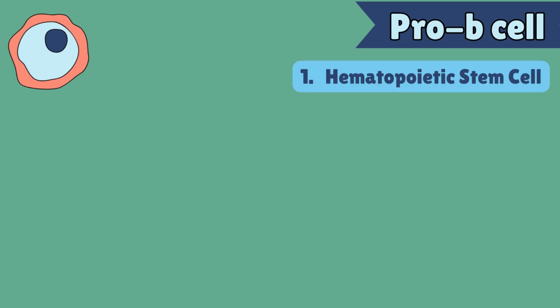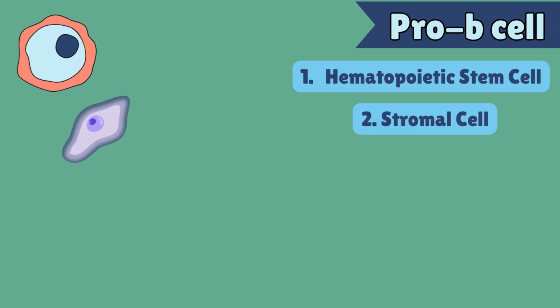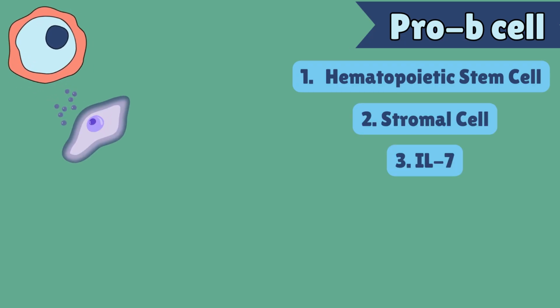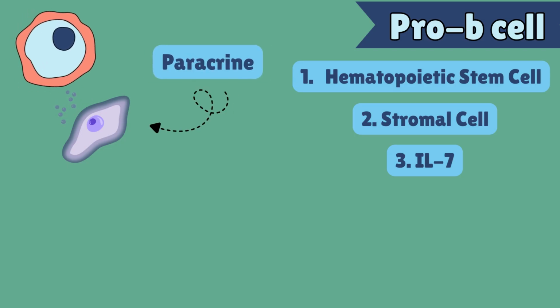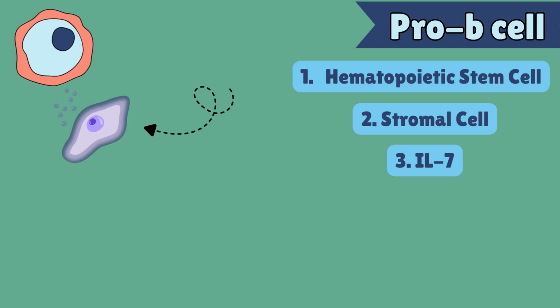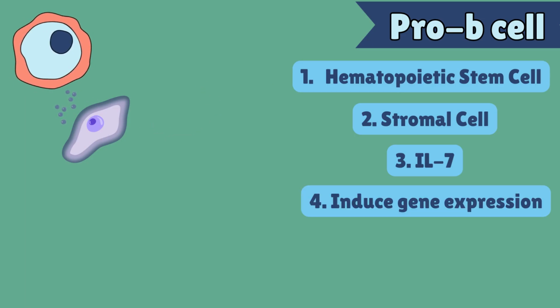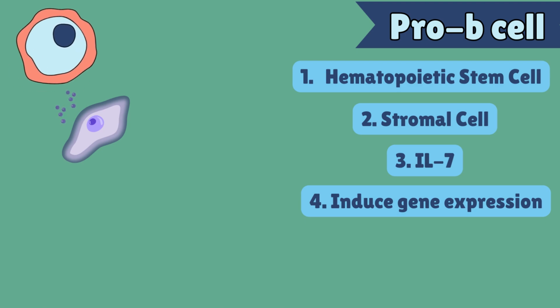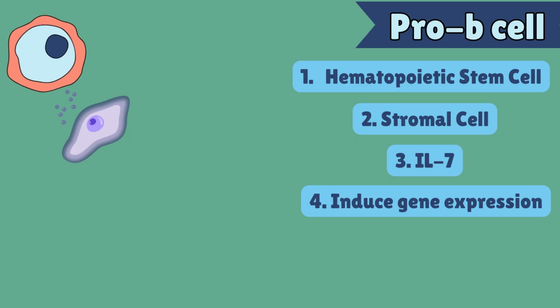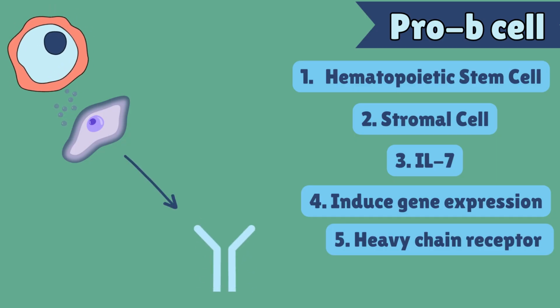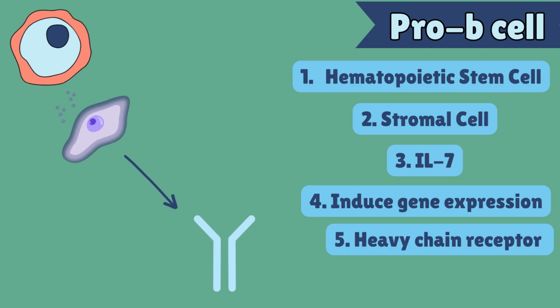We will start with the beginning of B cell development, which is the pro-B cell. We're going to start with our hematopoietic stem cell. A bone marrow stromal cell is going to come in contact with the stem cell. This will signal the release of interleukin-7. This is what we call paracrine interaction, which is a form of cell-to-cell communication. The release of interleukin-7 is going to induce gene expression. In this case, it's going to initiate the production of the heavy chain receptor, which is the beginning of forming the BCR.